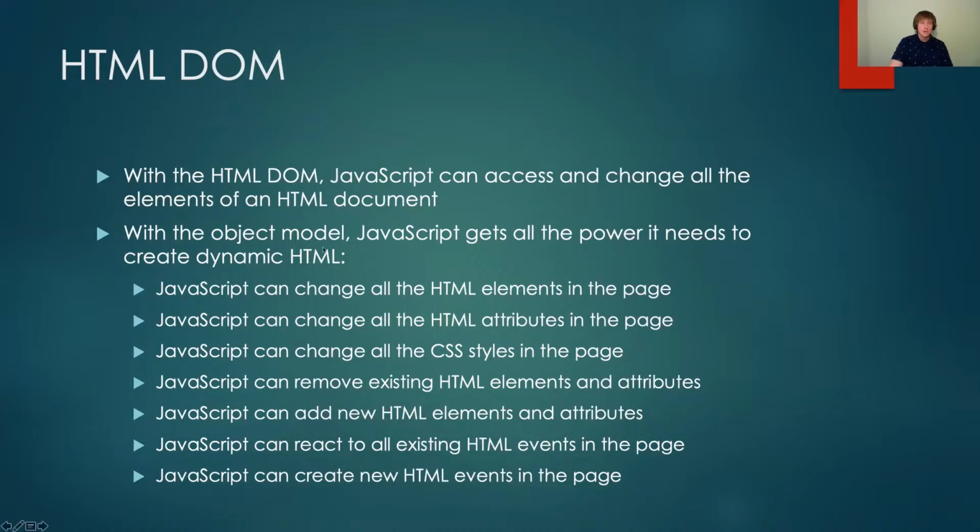We'll talk about the differences between JavaScript and the DOM. Now, with the object model, that's the DOM. DOM stands for Document Object Model. With the object model, JavaScript gets all the power it needs to create dynamic HTML. Like we saw, we can change all the HTML elements in a page. We can change the attributes. We can change the styles. We can remove existing HTML elements and attributes. We can add new HTML elements and attributes. We can react to all existing HTML events in the page. And we can create new HTML events in the page, depending on what you want to do. Now, that is a lot of power.